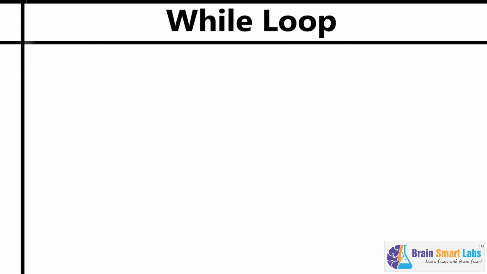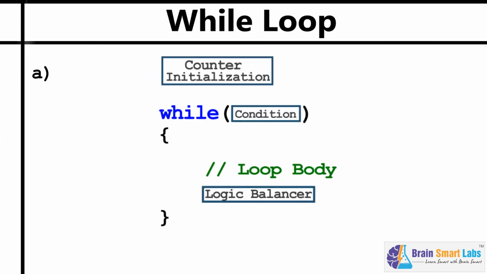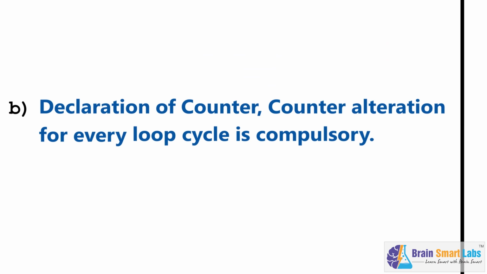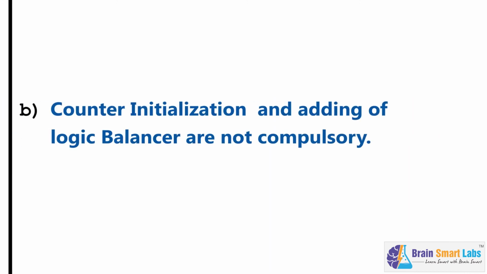Whereas in our while loop, the structure will only ask you to define a looping condition to proceed with and nothing else. In a for loop, declaration of a loop counter and defining its alteration for every loop cycle is compulsory. Whereas in a while loop, the counter initialization and adding of logic balancers is not at all compulsory and it is to be added explicitly by a programmer in his program.